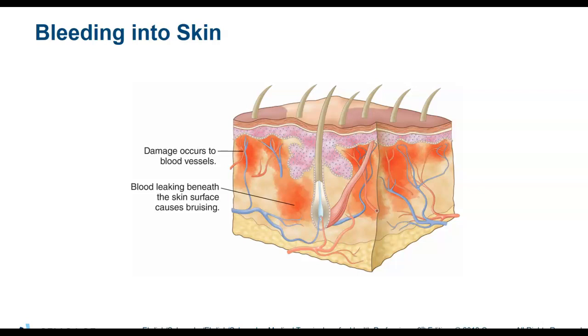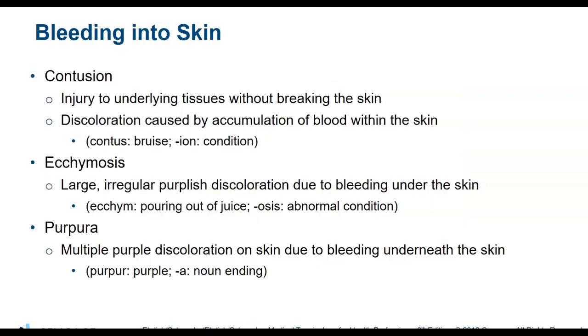Bleeding into the skin, there's a number of different things. Again, there's blood vessels here in the skin. And so when we bang our arm or our body part against something, these blood vessels are actually going to break and we're going to cause some damage. So when we look at that, we look at a contusion. A contusion is an injury of the underlying tissue, but it's when we don't break the skin. It's going to be a bruise, okay? Discoloration is caused by an accumulation of blood within the skin. So it's just a bump. You may get a small discoloration.